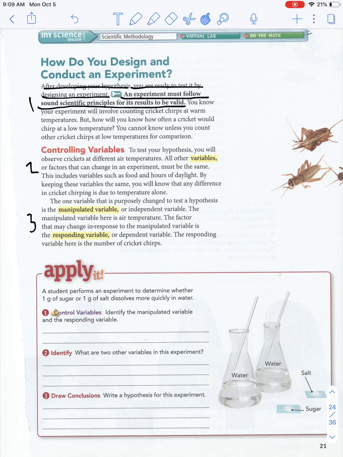Controlling variables. To test your hypothesis, you will observe crickets at different air temperatures. All other variables or factors that can change in an experiment must be the same. This includes variables such as food and hours of daylight. By keeping these variables the same, you will know that any difference in cricket chirping is due to temperature alone. First thing I want to do is I want to circle the word variables. And I want to remember that these are factors that can change in an experiment.